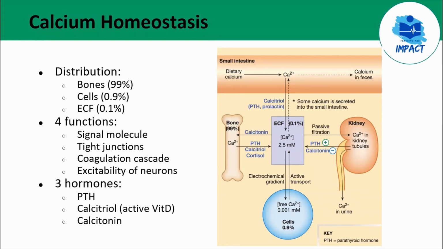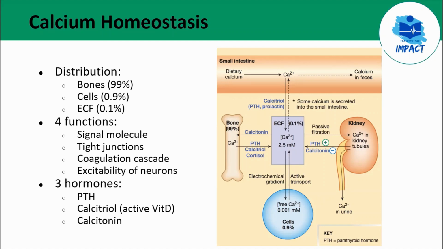0.9% of the calcium in the body is in cells, as you can see here. The concentration of free calcium in the cytosol is 0.001 millimolar. You don't need to remember the numbers, they're just there to give you some ideas. In addition, calcium is concentrated inside mitochondria and the endoplasmic reticulum. Electrochemical gradients favor movement of calcium into the cytosol when calcium channels open.